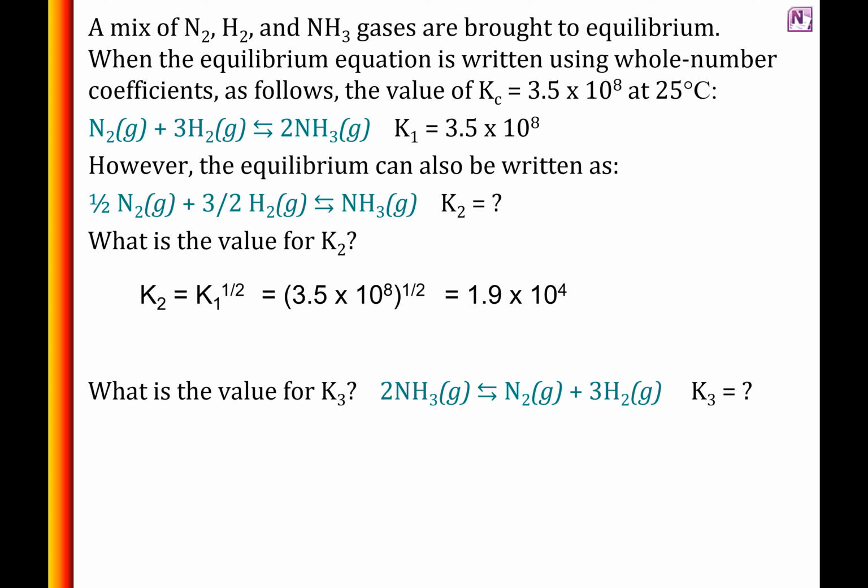Now looking at K1 and K3, let's take a look at what they've done. The first one is nitrogen plus hydrogen give us ammonia. Now we have ammonia giving us nitrogen and hydrogen. So we reverse the equation. What do we do to our K value? We take 1 over the K value. So K3 will be equal to 1 over K1, so it'll be equal to 1 over 3.5 times 10 to the 8th, which gives you 2.9 times 10 to the minus 9. So just make sure you know the rules on what to do to manipulate the equations and the K values, and these should be a piece of cake.